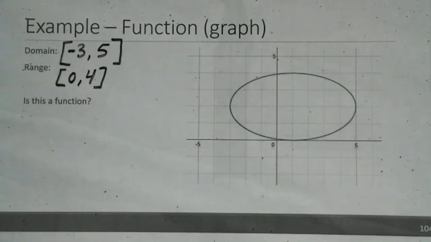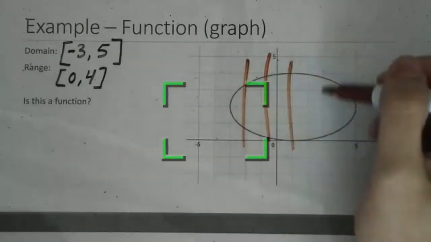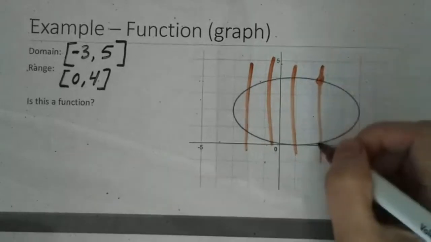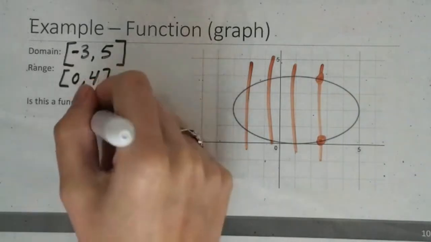Is this one a function? Now this is a beautiful example of not a function, because there are lots of places I can draw a vertical line and I'm intersecting it more than once. Even if only one vertical line exists that goes through the graph more than once, not a function.